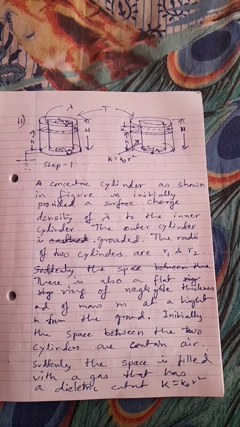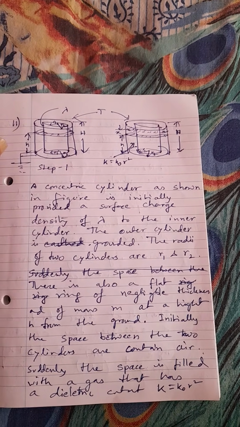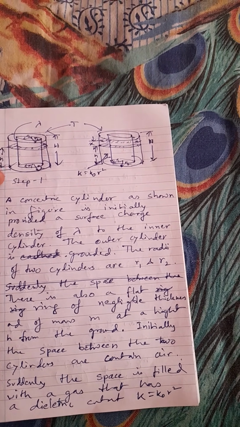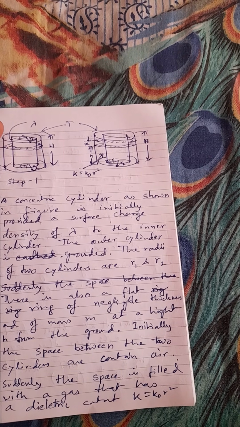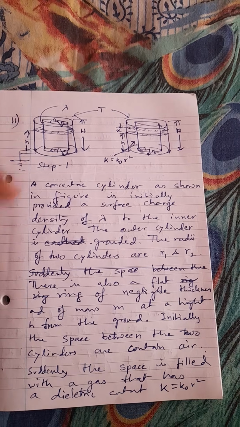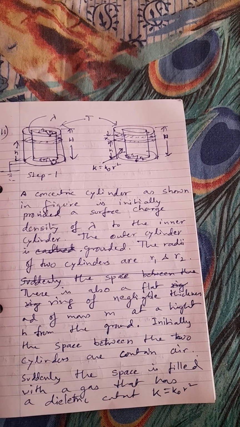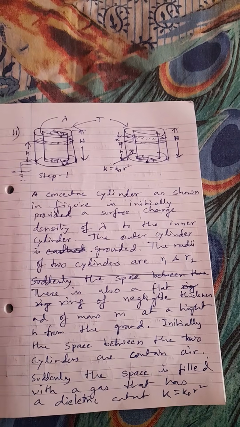Within those two concentric cylinders initially, there is a thin disk of mass m, kept at a distance h from the ground. The inner cylinder is charged with a surface charge density of lambda, and the outer cylinder is grounded or earthed. So this is the initial setup, which is step 1.